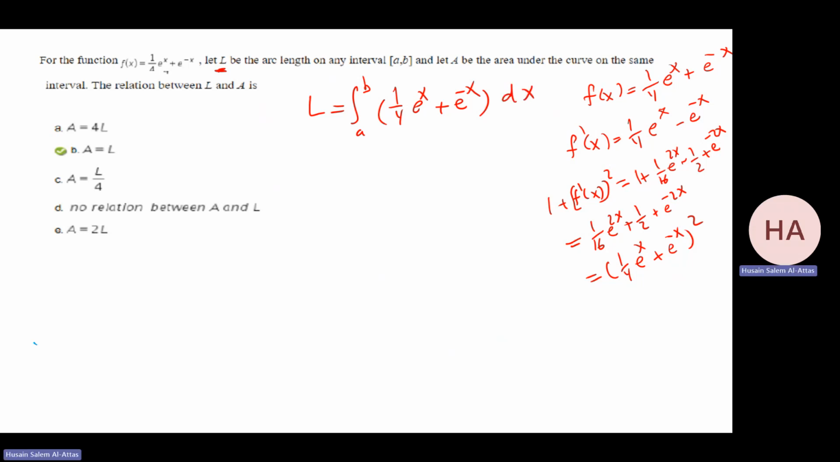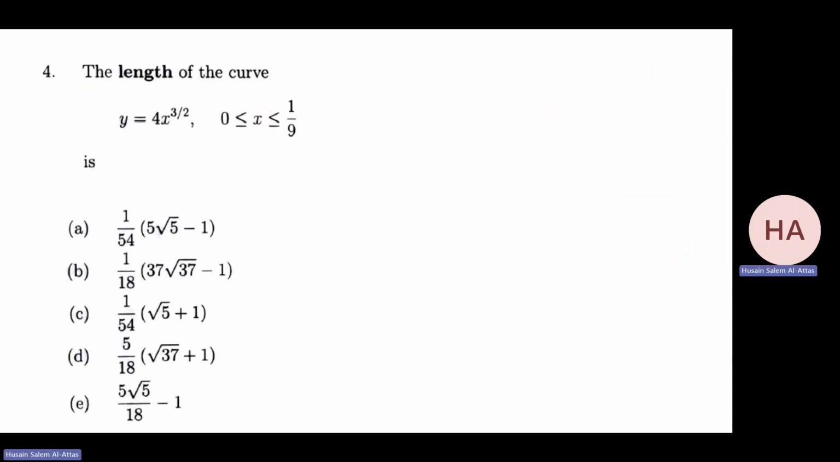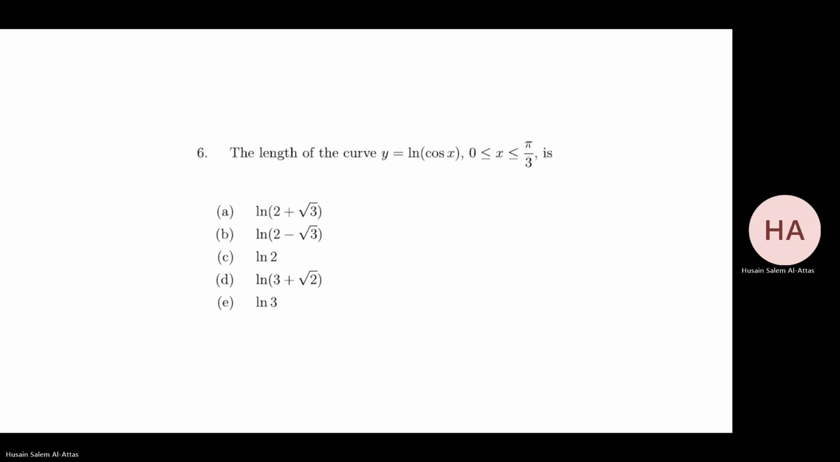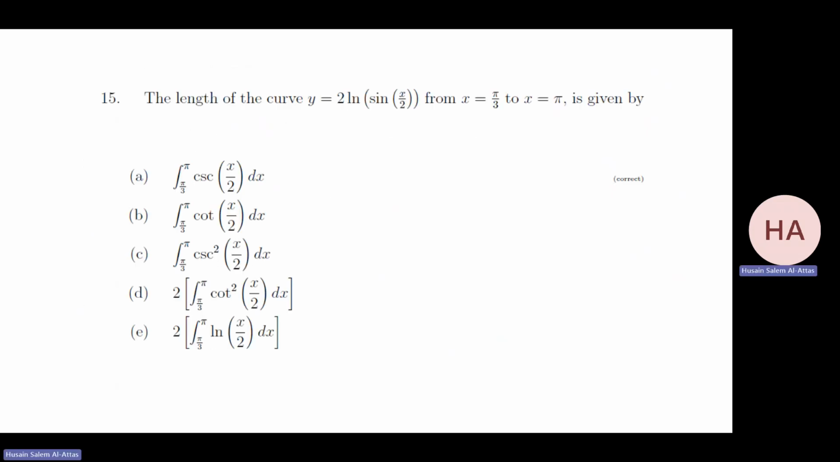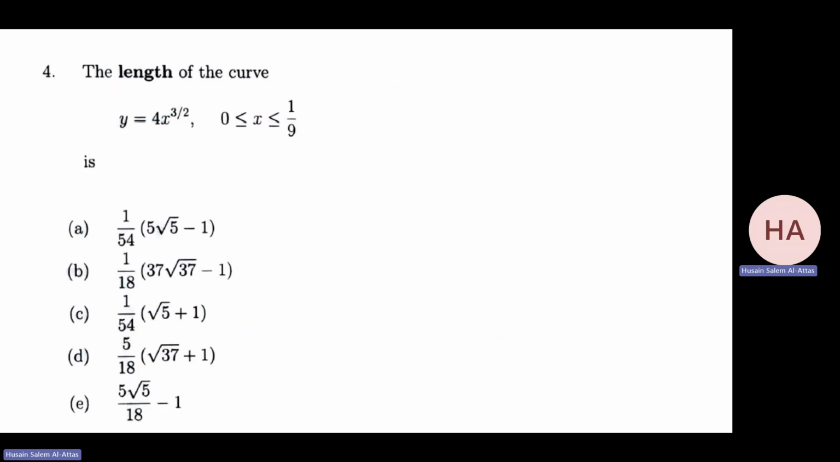That will be L. Okay, what will be the area under the curve? This is always positive. So the area under the curve will be from A to B of this, dx. So they are the same. Okay. It seems most of these problems, not all. Yeah, okay, let me do what I can do.